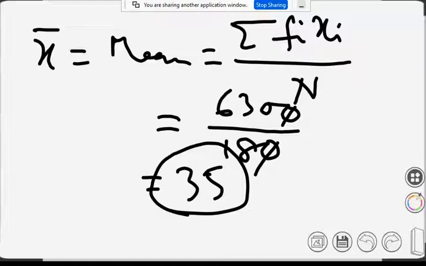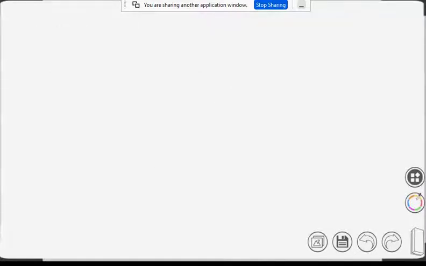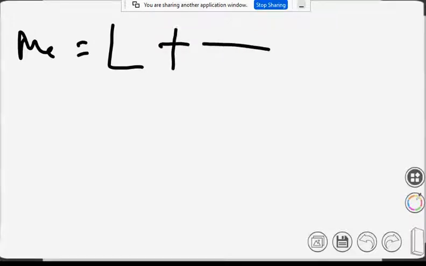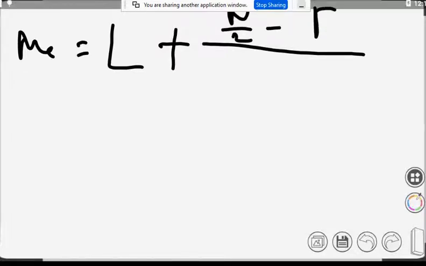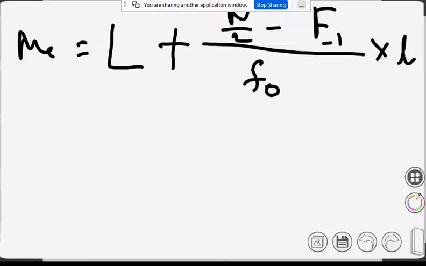Then for the median, the formula is median. If you remember, the formula we have written; those who were not here the previous day, those who are new, please write: L plus n by 2 minus capital F minus 1 by small f0 into H.